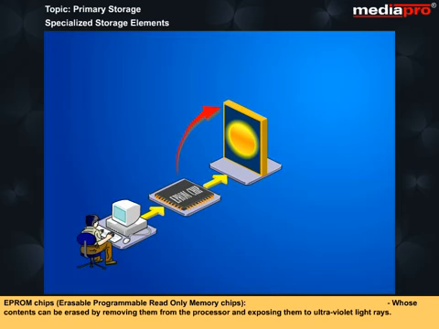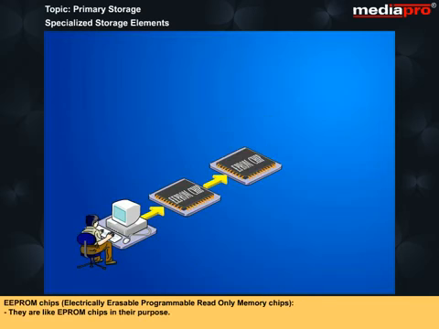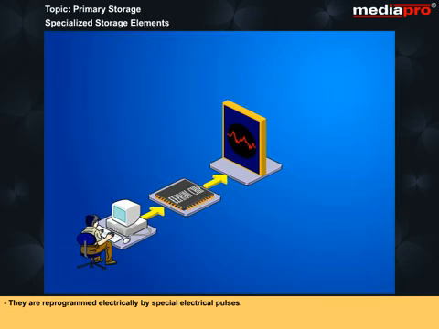EPROM chips, or erasable programmable read-only memory chips, whose contents can be erased by removing them from the processor and exposing them to ultraviolet light rays. They are not used by application programmers because of the method of reprogramming. EEPROM chips, or electrically erasable programmable read-only memory chips. They are like EPROM chips in their purpose. They are reprogrammed electrically by special electrical pulses.